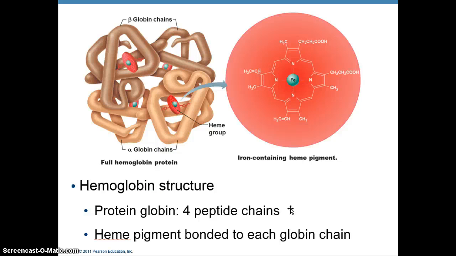This is what hemoglobin looks like. Each molecule of hemoglobin has 4 peptide chains, that's the globin part, with an iron-containing pigment called heme in the middle.